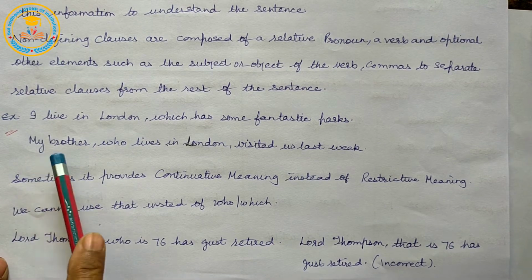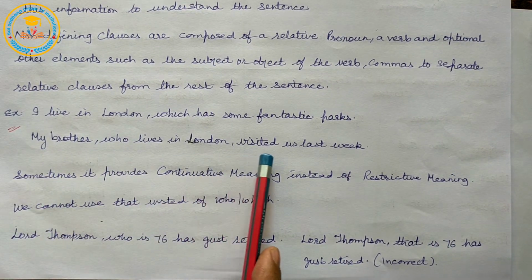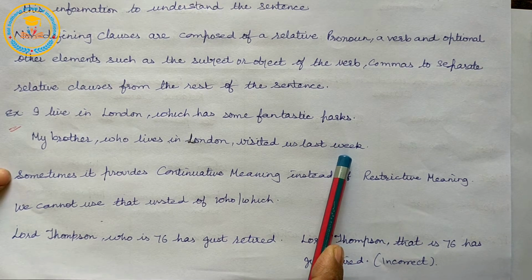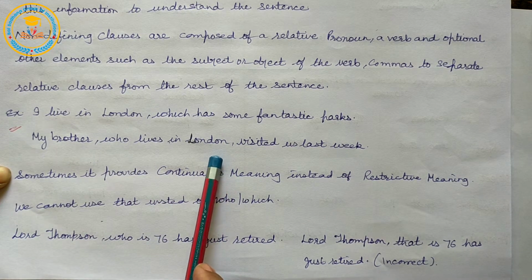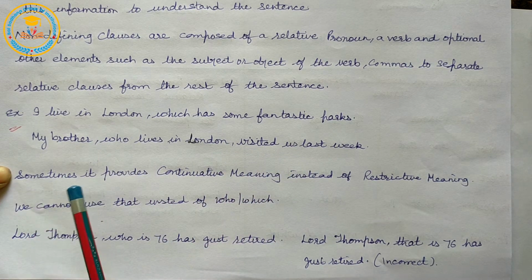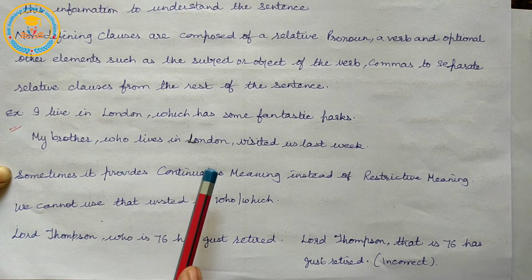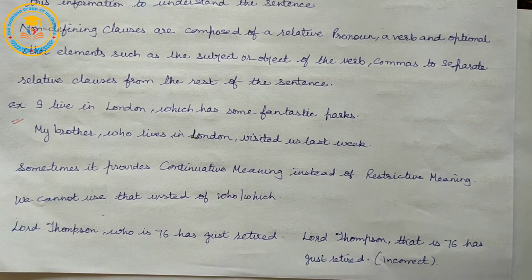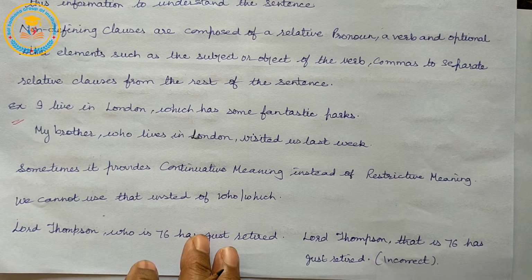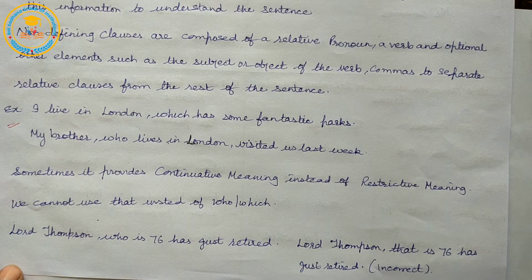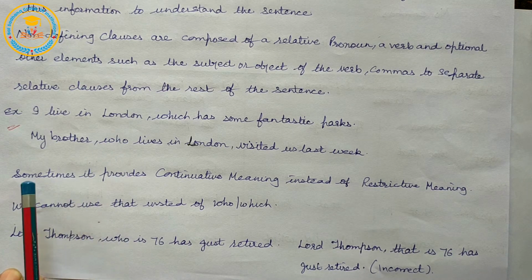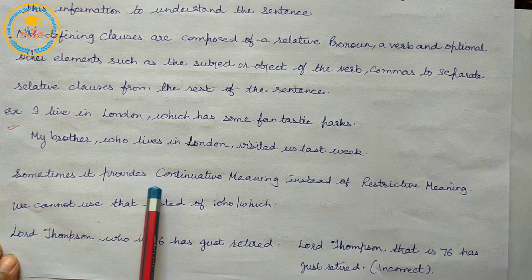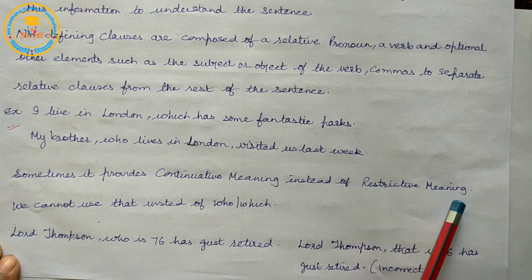Listen. My brother, who lives in London, visited us last week. By the use of commas, who lives in London is a non-defining clause. This sentence means a brother of mine who lives in London visited us last week. So, because of non-defining clauses, the meaning of my brother becomes continuative instead of restrictive. So, sometimes it provides continuative meaning instead of restrictive meaning.